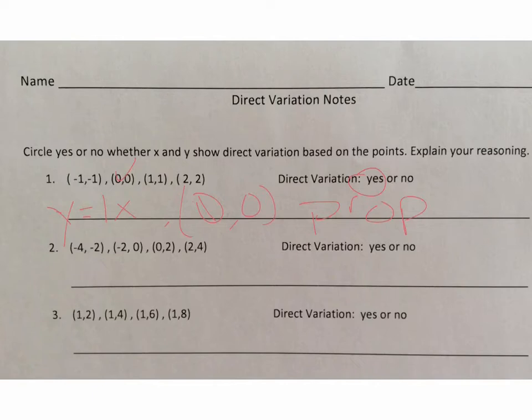So for the next one, automatically I can see that 0, 0 is not going to be happening for this proportion, so I'm going to go ahead and circle no. And I'm going to kind of start looking, I like looking at my ones with zeros to figure out equations just because it kind of starts out a little easier. So I'm going to look at 0, 2. What do I do to 0 to get to 2? Well, I'm not going to multiply by anything, so that should automatically indicate to you it is not proportional.